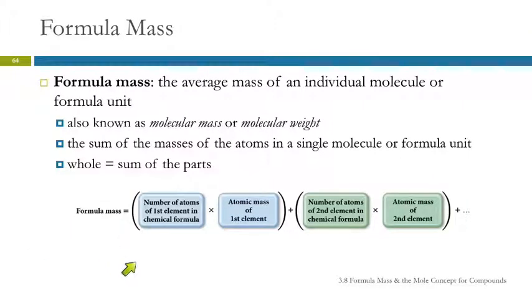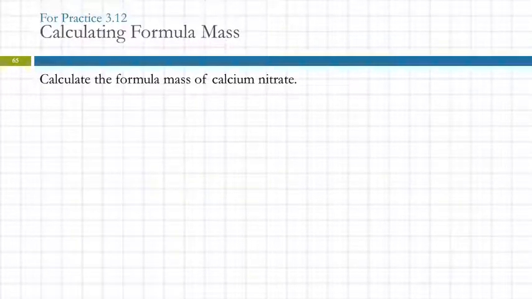So the formula mass is going to be the number of atoms of the first element times the mass of those atoms, the average mass. And then you add how many of the second element times the mass of the second element. And you just keep going for how many you have. So let's calculate the formula mass of calcium nitrate.